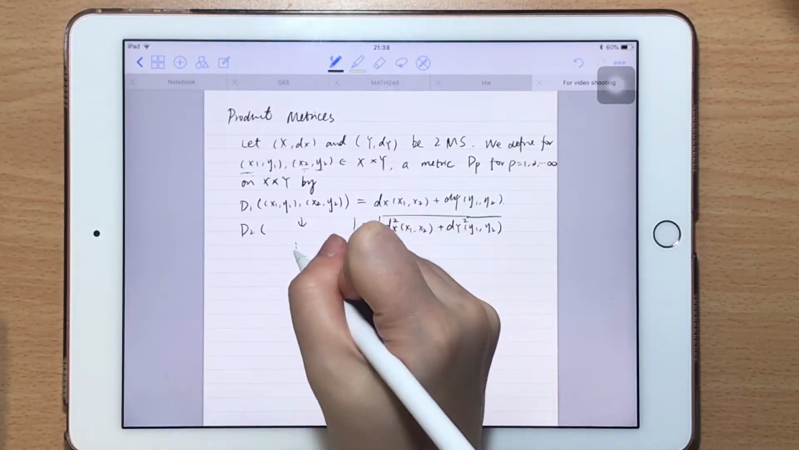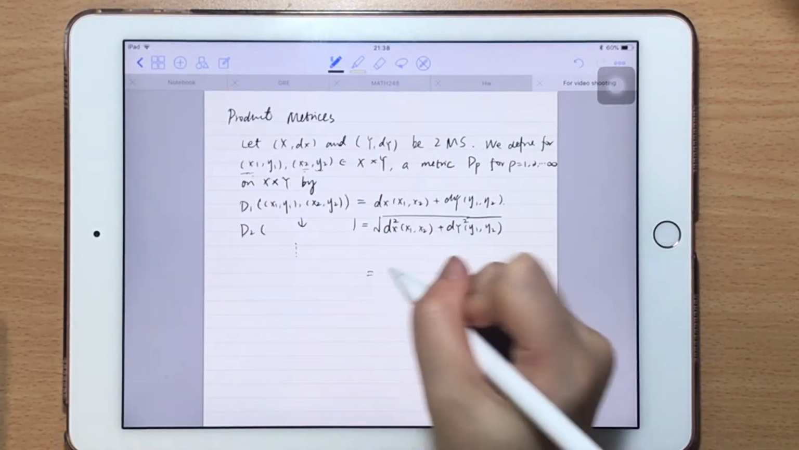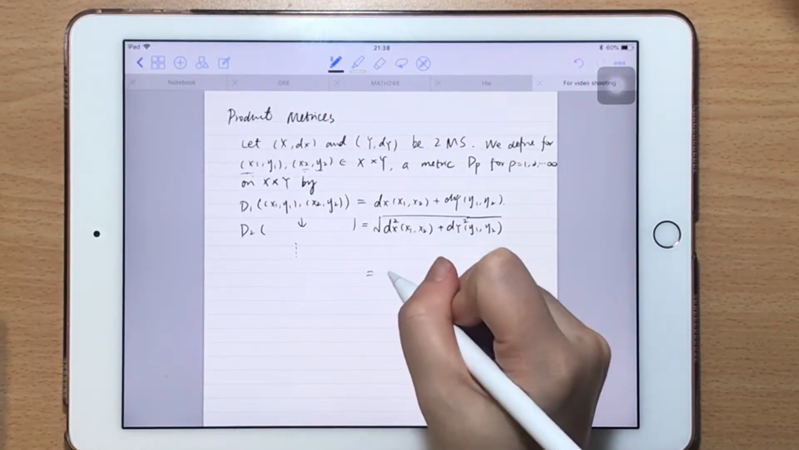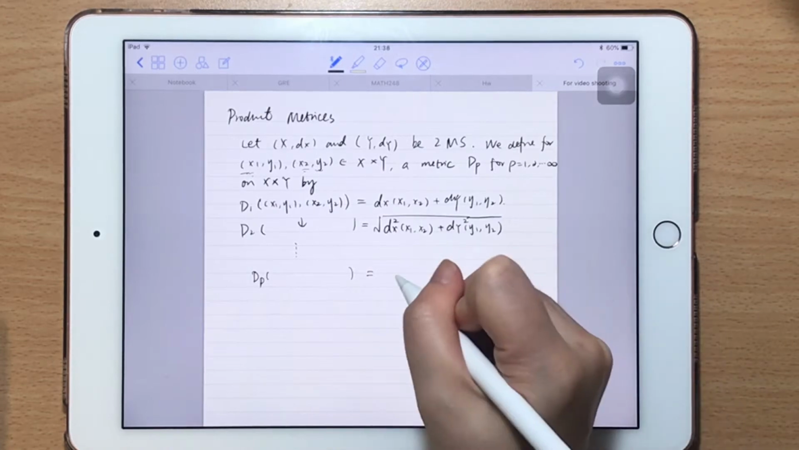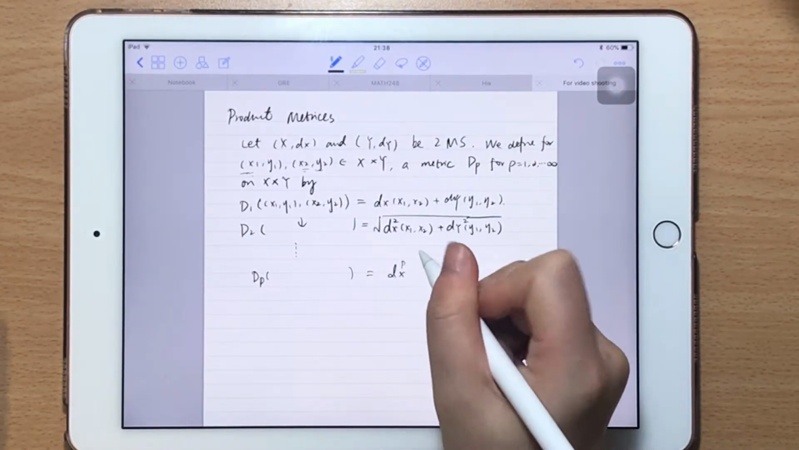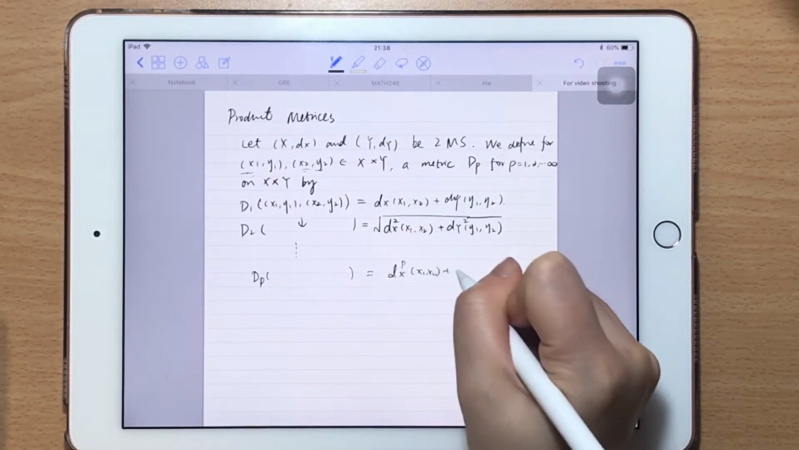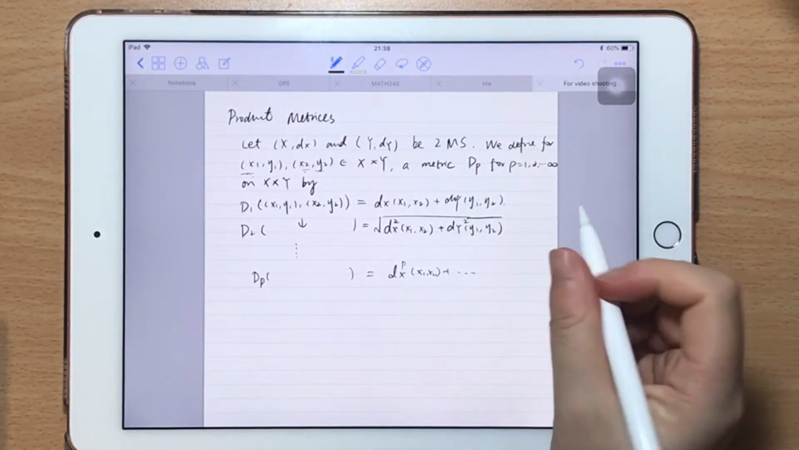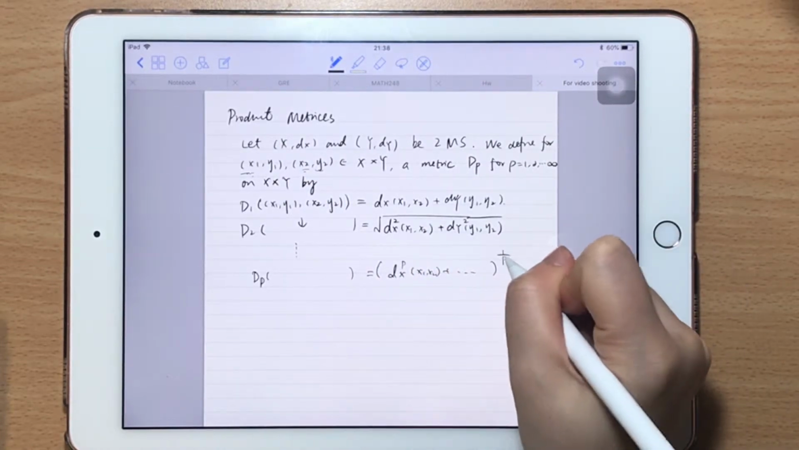And similarly, if it is dp, then it's given by dx(x1, x2) to the power p plus dy(y1, y2) to the power p, and taking the power of 1 over p, right?